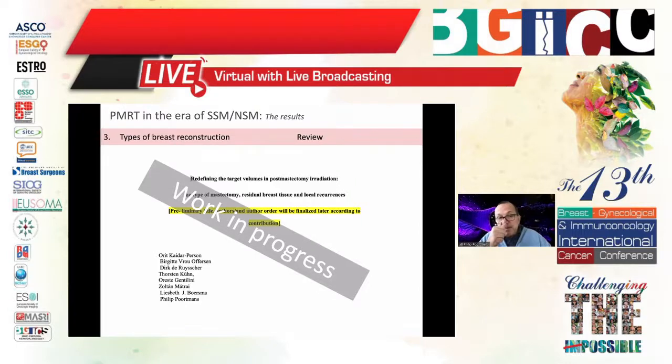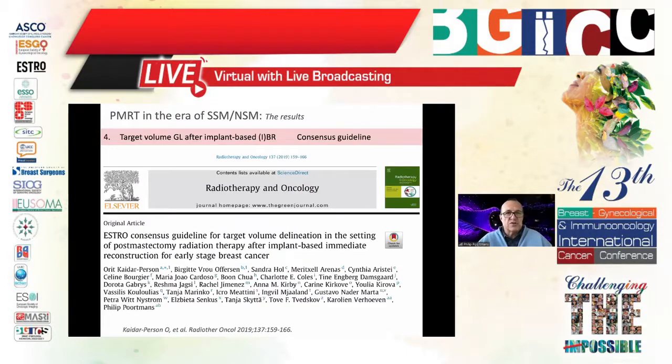The types of breast reconstruction, that's in progress, but we are very far there. We saw this week the second revision, and it is likely to be published in the coming weeks. And it's quite interesting to see what types of breast reconstruction are available. And it's not the objective to be exhaustive here. Here it is to show what is the interaction with radiation therapy following breast reconstruction.